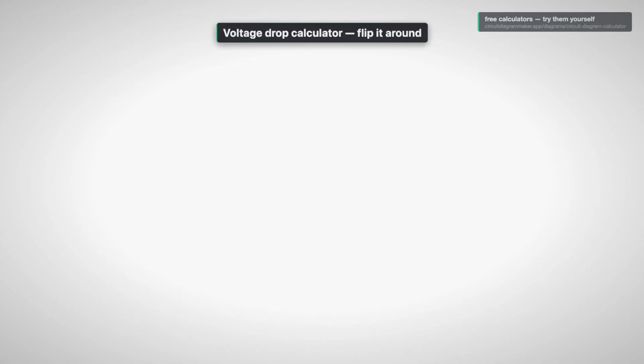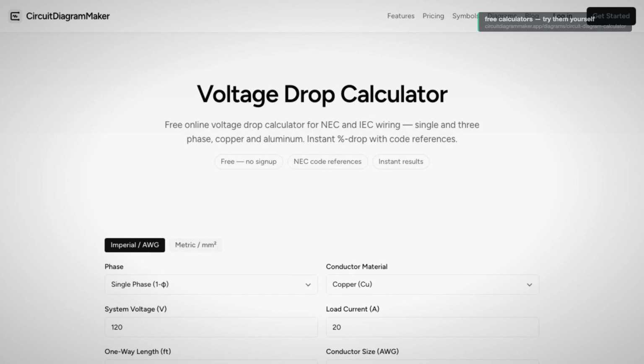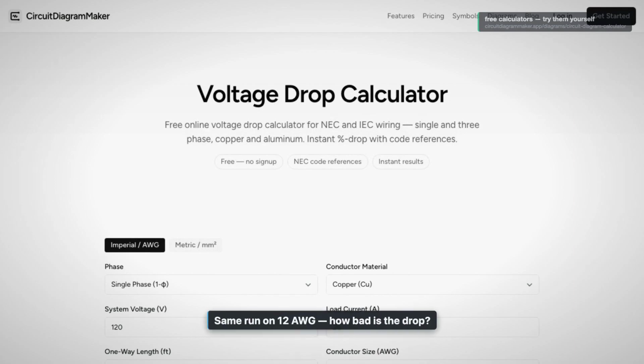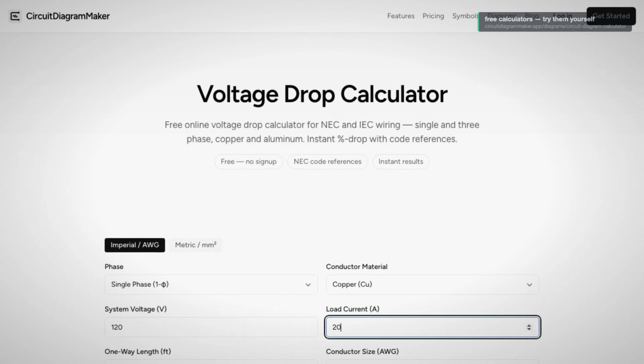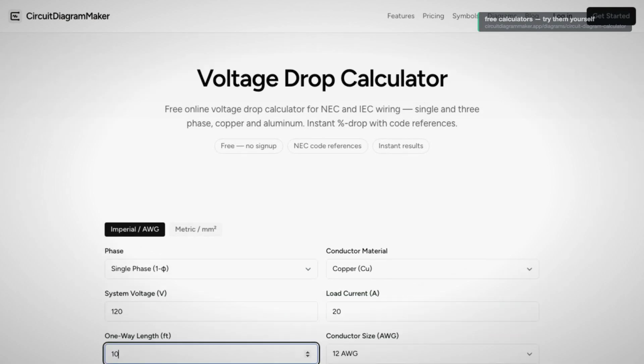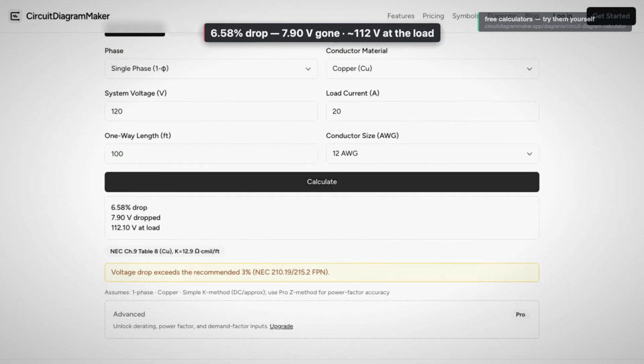Now flip it around with the voltage drop calculator. Say you already ran 12 gauge copper for that same 100-foot, 20 amp circuit, and you want to know how bad the drop is. Enter 120 volts, 20 amps, 100 feet, 12 AWG. Calculate. 6.58% drop. Nearly 8 volts gone. You'd land at about 112 volts at the load. And there's the warning. That exceeds the recommended 3%. This is exactly why the wire size calculator pushed you to 8 gauge a moment ago. The 2 numbers agree.